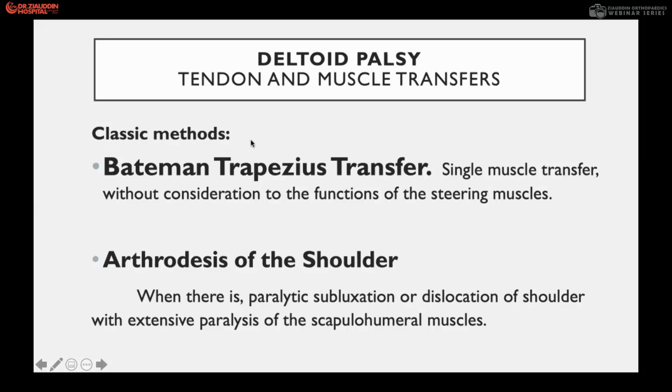When there is a deltoid paralysis, you can transfer the muscle or tendons of the muscle, and the classical method for transfer in deltoid palsy is the Bateman trapezius transfer. This is when a single muscle transfer is used without any consideration to the function of the steering group. Sometimes there is a complete paralysis of the shoulder, then we do shoulder arthrodesis, particularly in subluxation and in complete paralysis of the shoulder.